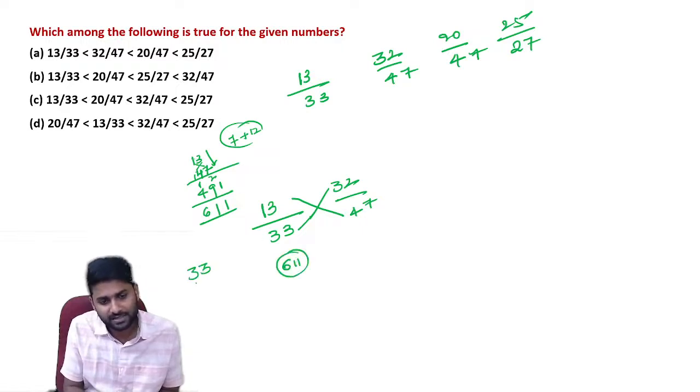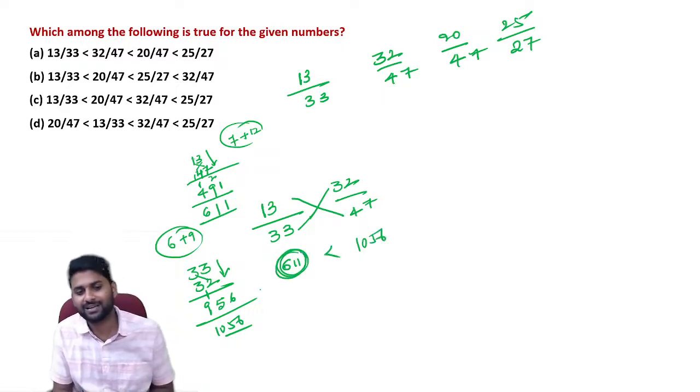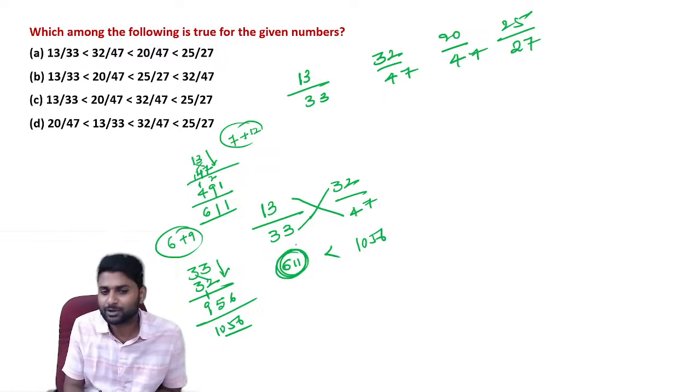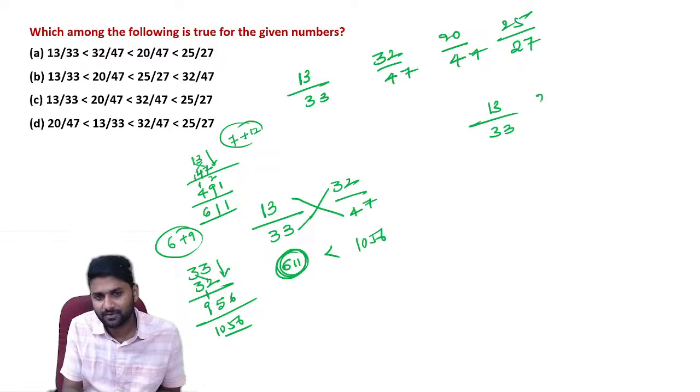Now 33 is multiplied with 32. 3 into 3 is 9. 3 2s are 6. 3 3s are 9. The sum is 15. 5, 1 carry over. And 3 2s are 6. It's a value of 1056. So we can conclude that 611 is smaller than 1056, so 13 by 33 is smaller than 32 by 47. Next one, 13 by 33, if you compare with 20 by 47, again see. This is the value of 611 and this is the value of 660. Still it is smaller.